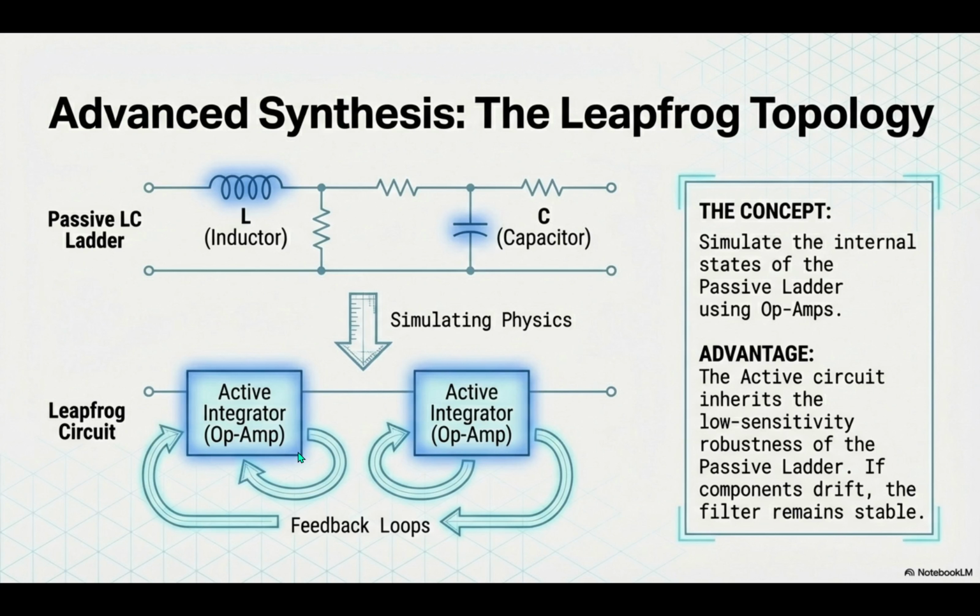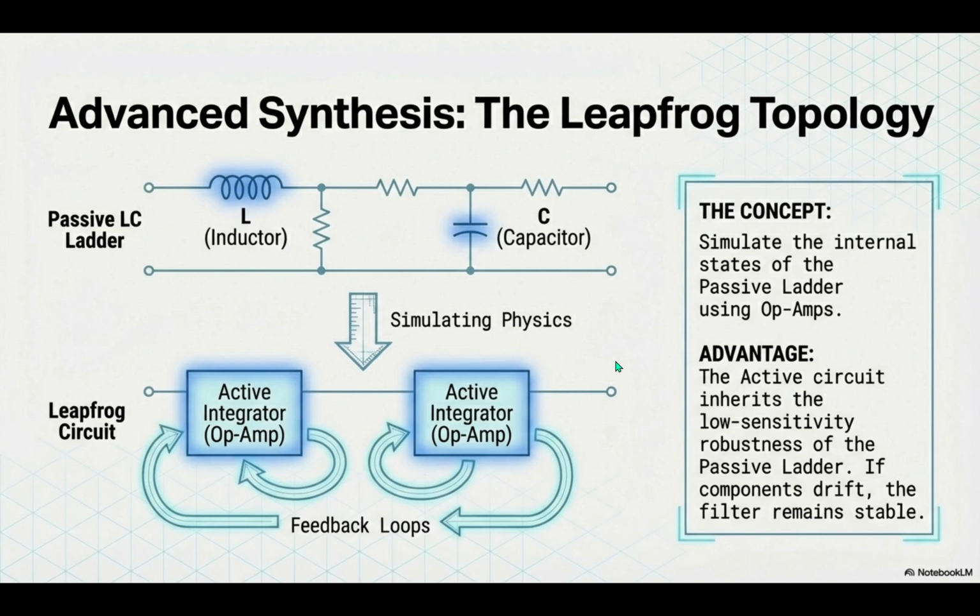And then this is the key. We simulate the connections between them using feedback loops. And that's why it's called leapfrog. Right. If you look at the diagram, the feedback loops literally jump over adjacent stages. Stage 1 connects to 3. Stage 2 connects to 4. They're playing leapfrog. And what's the result? Do we actually get that robustness back? Or is it just a cheap imitation?